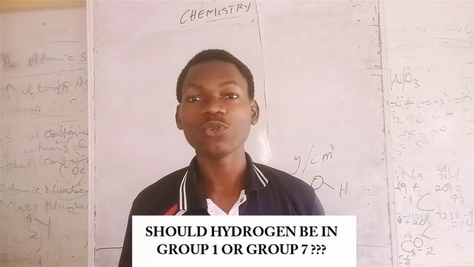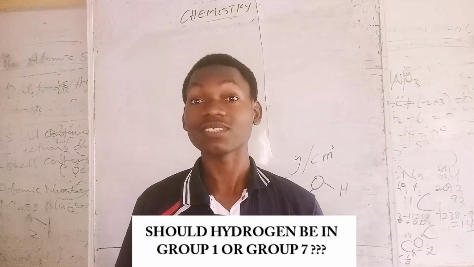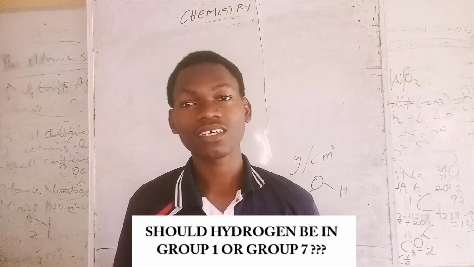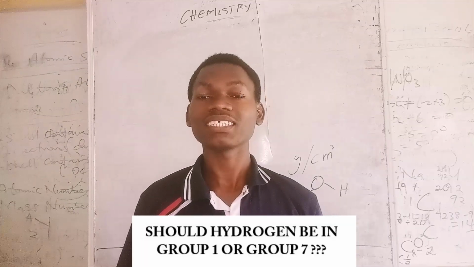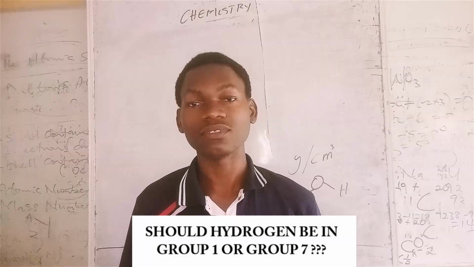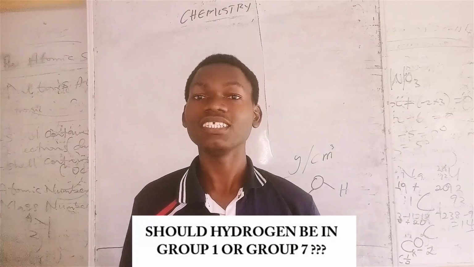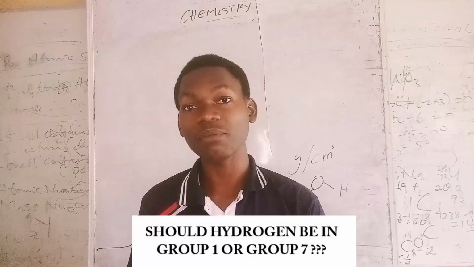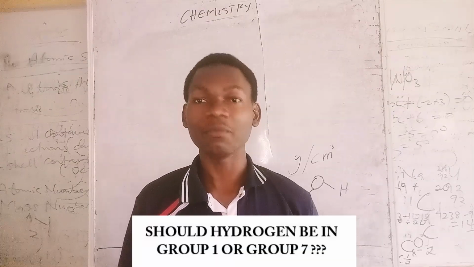Now, today we are going to be looking at a very critical concept in chemistry. It starts with a question: where is hydrogen supposed to be in the periodic table? Is it group 1 or is it group 7? Is it the halogens, which are the group 7 elements, or the alkali metals, which are the group 1 elements?